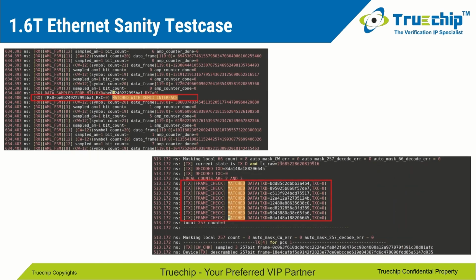Now, the next slide indicates one of the features of PCS interface. In the first screenshot, the PCS monitor compares the received data from the lower sublayer interfaces with the data it sampled from the MI interface. In the second screenshot, inversely, the PCS monitor compares the transmitted data from the MI interface with the data sampled from the lower sublayer interfaces, for example, the PMA interface.